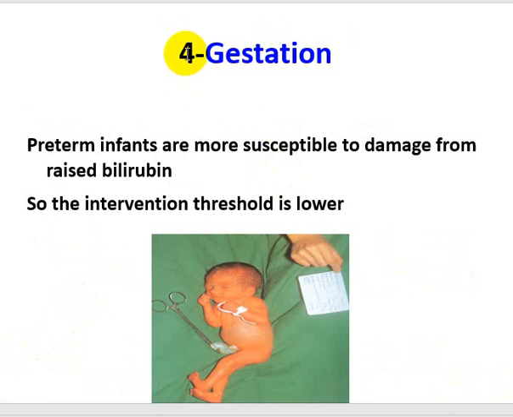Don't forget to assess the gestational age by history and by examination, because preterm babies are more susceptible to damage from raised bilirubin. So the threshold for intervention with them is lower than that for full term. It means the level for photo and the level for exchange is lower than that used for a full term baby.